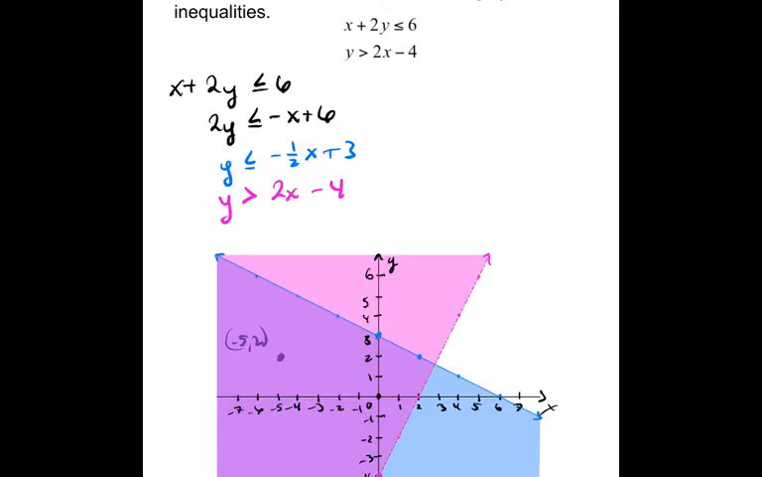Okay, let's back up. So -5, 2, right? So here, -5 plus 4 is -1. -1 is less than or equal to 6. That checks out. Then -10 minus 4 is -14. 2 is indeed bigger than -14, right? And if you choose any point outside the purple, it's not going to work in both equations, all right?